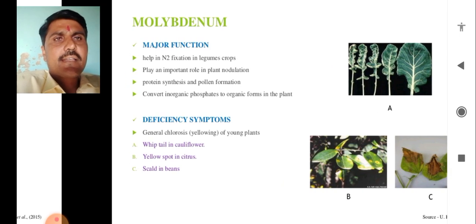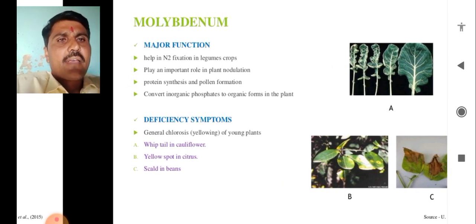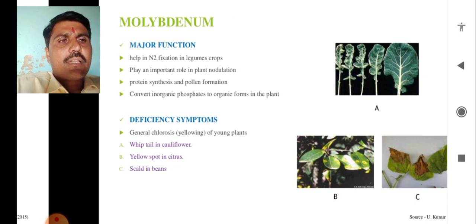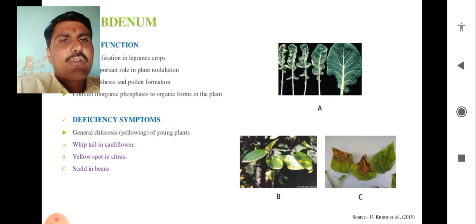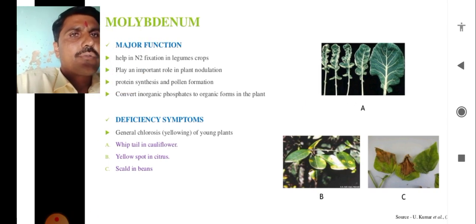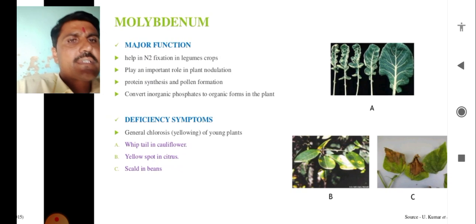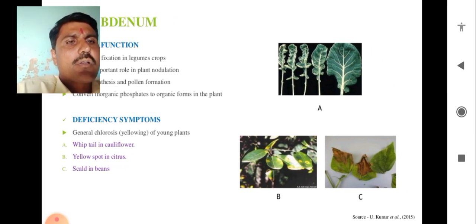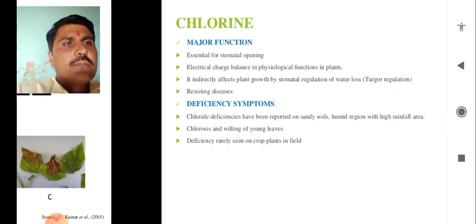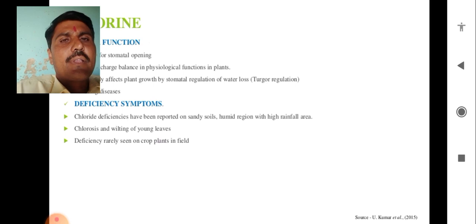Next is molybdenum. On the absence or deficiency of molybdenum, you can look at the diagrams shown in the three parts, A, B, and C: whiptail in the cauliflower, yellow spot on citrus, and scald in the beans. This is occurring on the aerial parts.